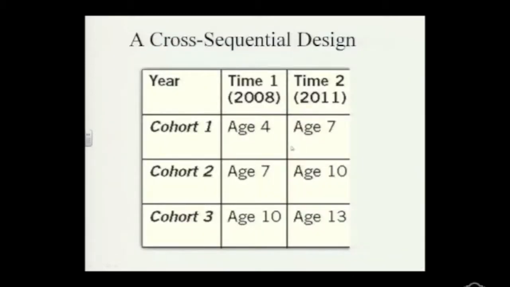Basically, here's your 3 different years. So you have one cohort who is age 4, second cohort is age 7, third cohort is age 10. All at the same time being tested at 2008. It is longitudinal, so you're going to test all of these 3 groups again in 2011. How do you think I could determine whether I have a cohort problem here?